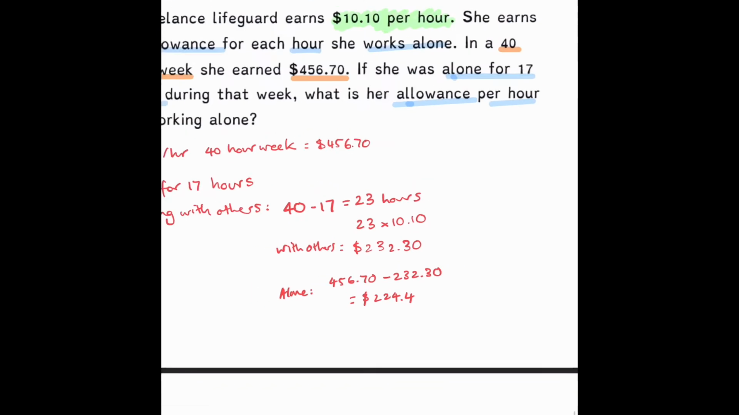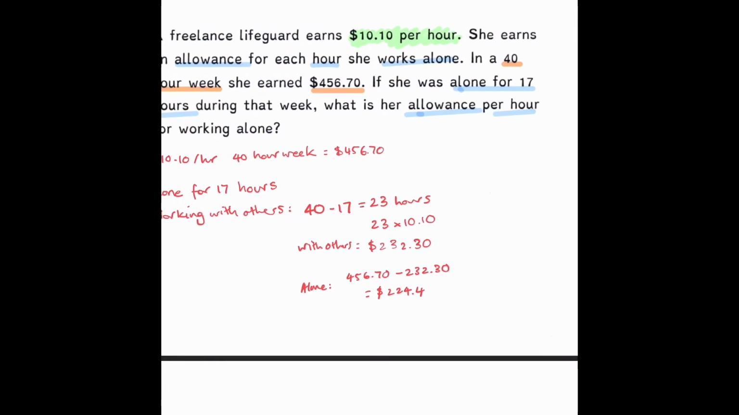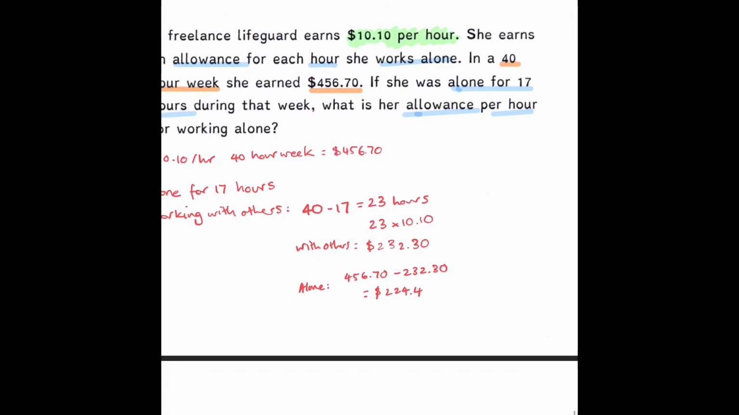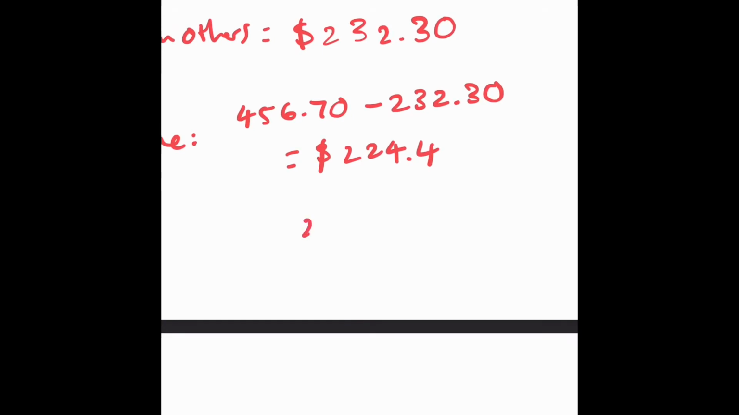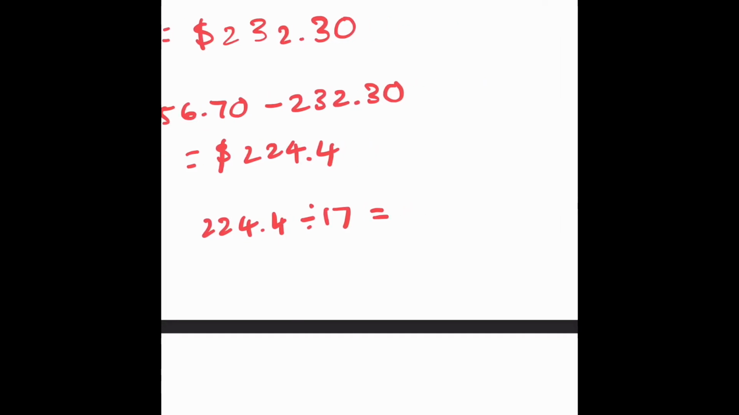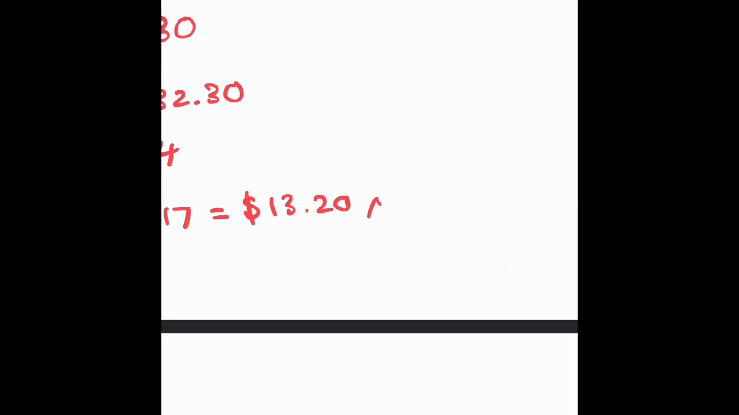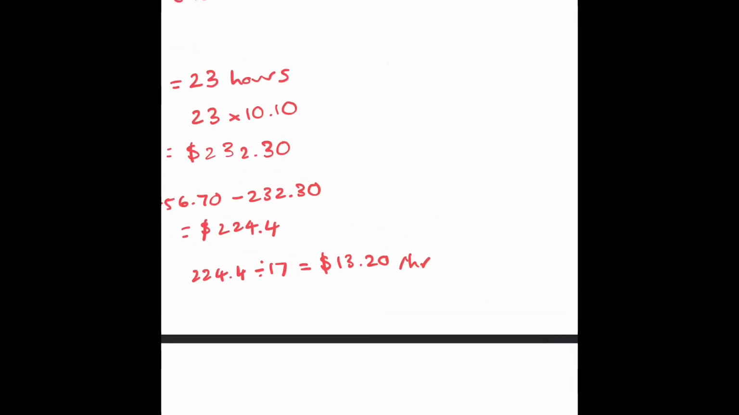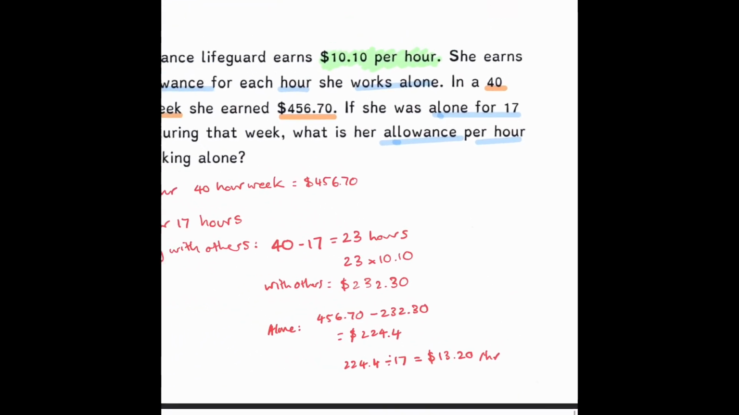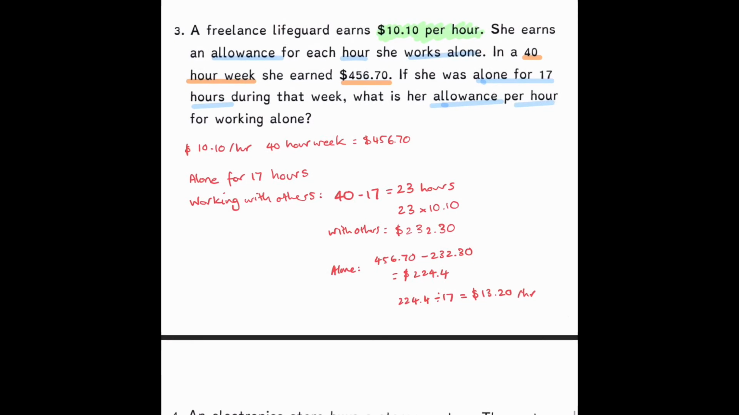And so what we're trying to find is her pay per hour. So I know that she worked 17 hours on her own. Again, that was in the question. So if I divide by 17, I get a pay of $13.20 per hour. Okay?